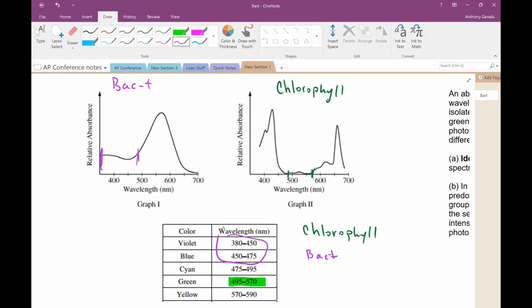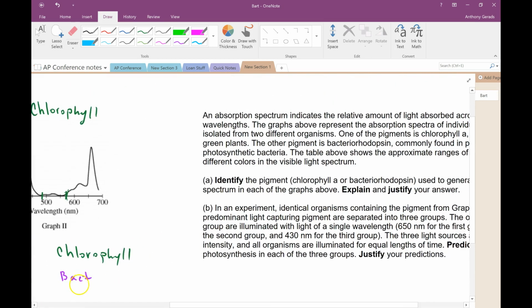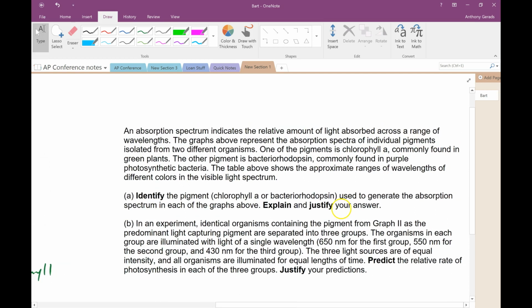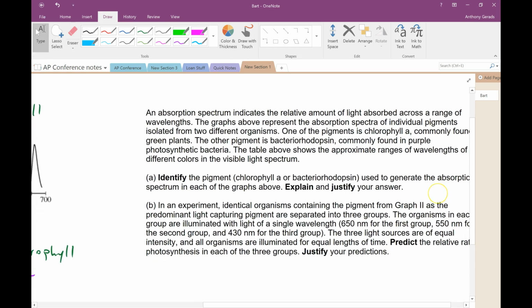That's why graph 1 goes for bacteriorhodopsin, which if you read the preface right here, it says chlorophyll A is commonly found in green plants. Other pigment bacteriorhodopsin is found in purple plants, or purple photosynthetic bacteria. Okay? That's why it's purple, because it's not absorbing the purple, it's absorbing the other stuff. So it's absorbing the green, it's absorbing the red.